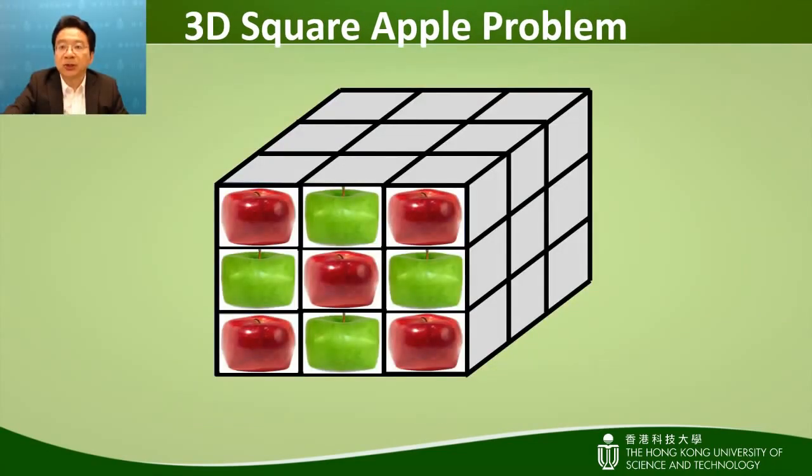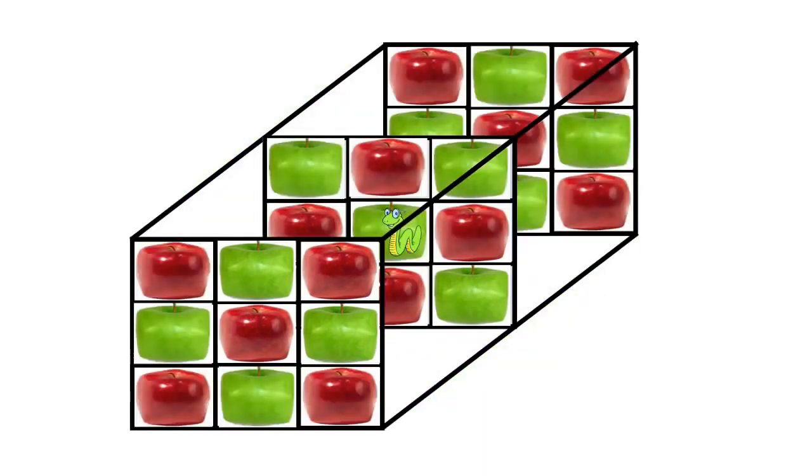Let's now go back to the 3D square apple problem and alternate the colors of the apples like what we have done before in the two-dimensional case. Like in the previous 3D case, the worm is hiding in the middle. So this is still the same three-dimensional problem as before, although the color of some of the apples have been changed. Now, use what you have observed from the two-dimensional case and try to come up with a quick solution to this problem.